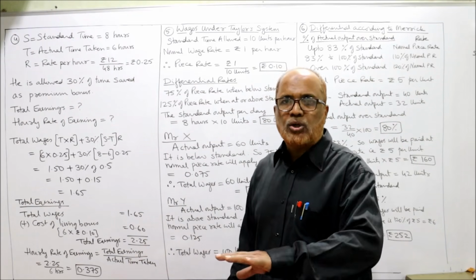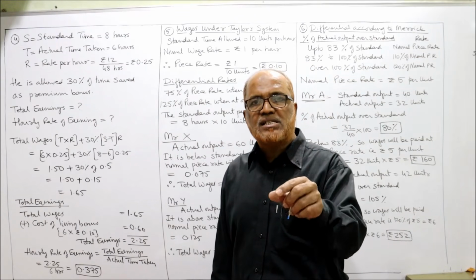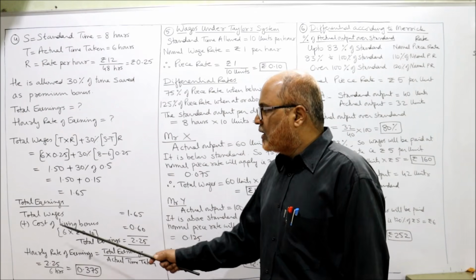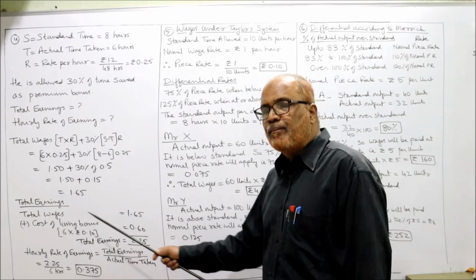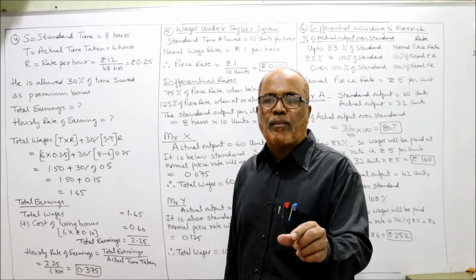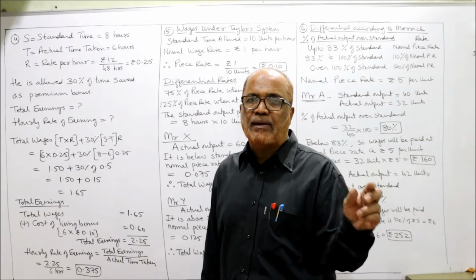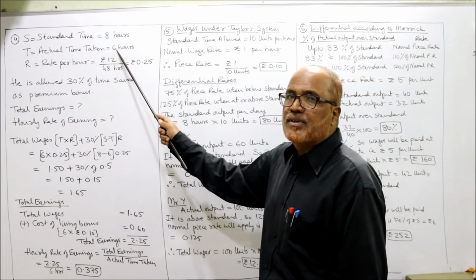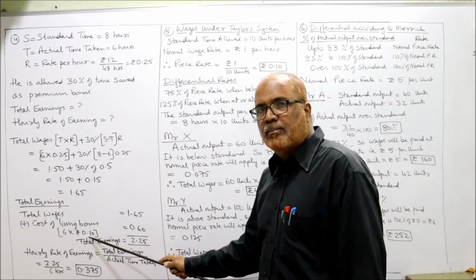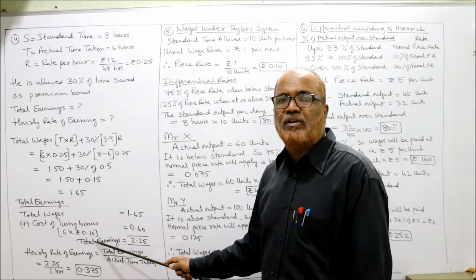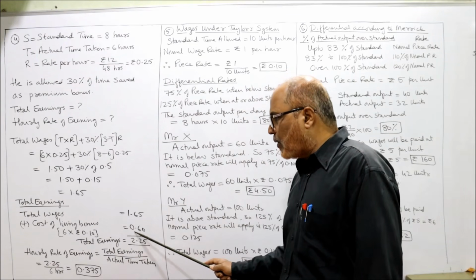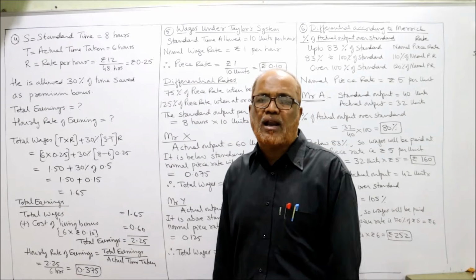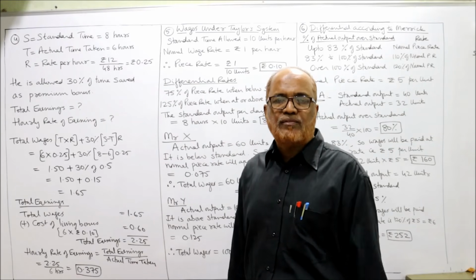Now it is asking you what is the total earnings. Earnings means wages plus incentives. Some cost of living bonus will be allowed. So total wages is equal to 1.65 plus cost of living bonus, given in the problem as 10 paisa per actual time worked. So actually how many hours he has worked? 6 hours. So 6 into 0.1. 10 paisa is the cost of living bonus. So 6 into 0.1, 0.60. So add up 1.65 plus 0.60, 2.25 is the total earnings of the worker.